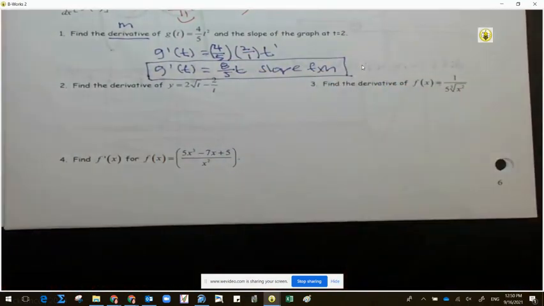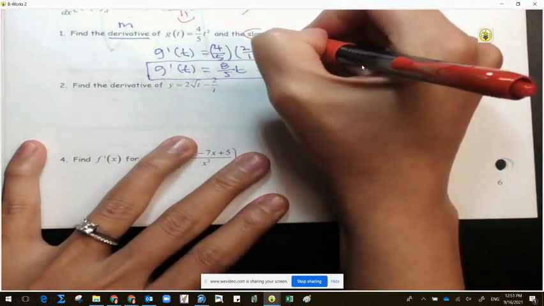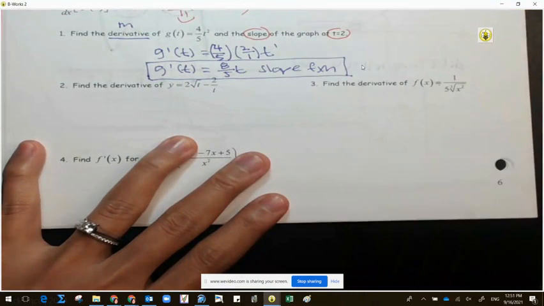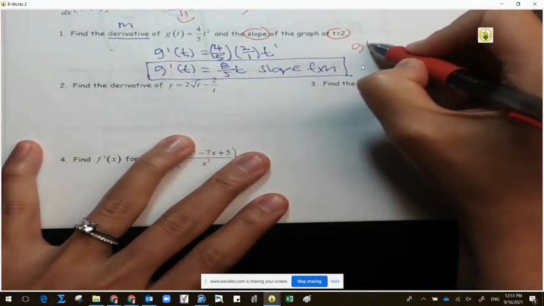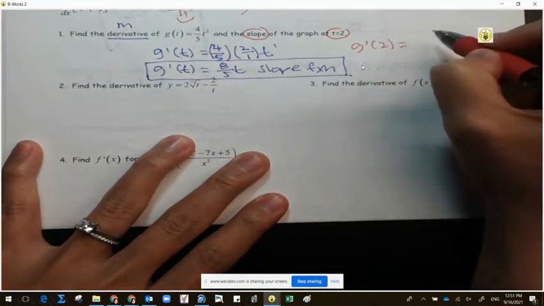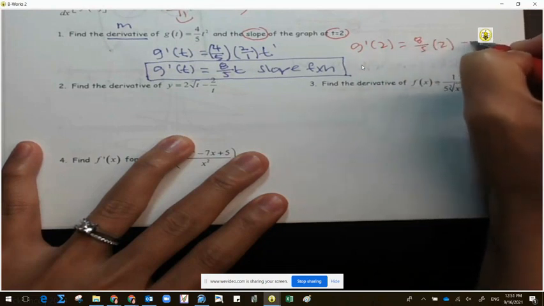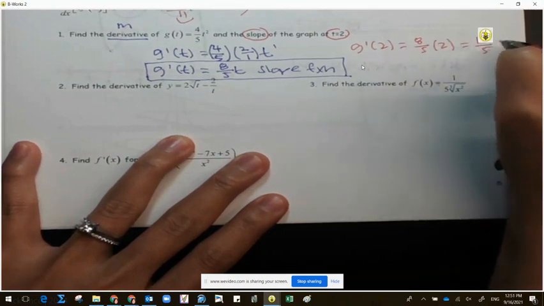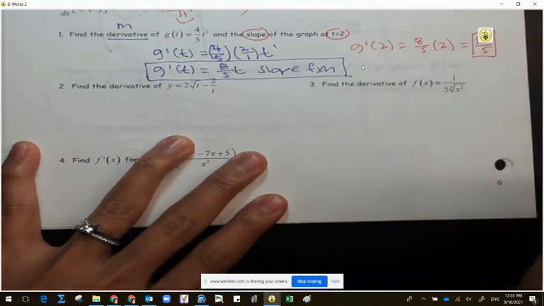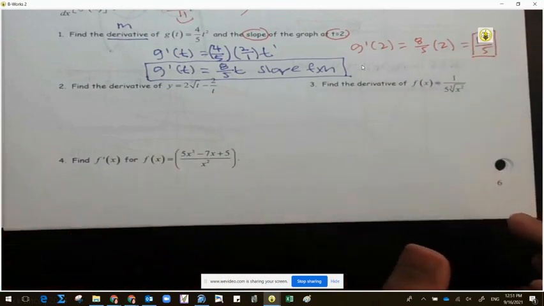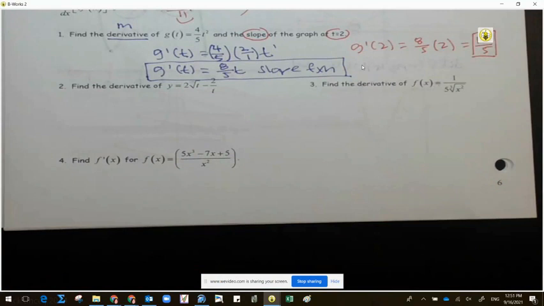So here I have it. My second portion says, using the slope function, plug in the 2. So we are going to plug in g prime of 2. So I have 8 over 5. T is represented by the 2. That is 16 over 5. And yes, if you want to make this into a mixed fraction, go for it. But I'm okay with that.